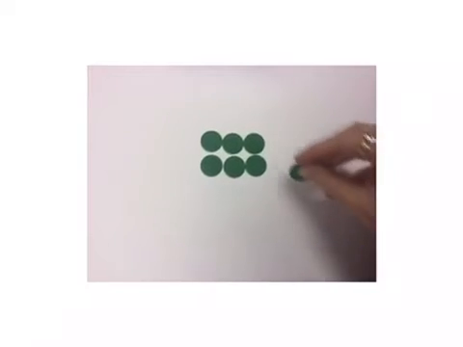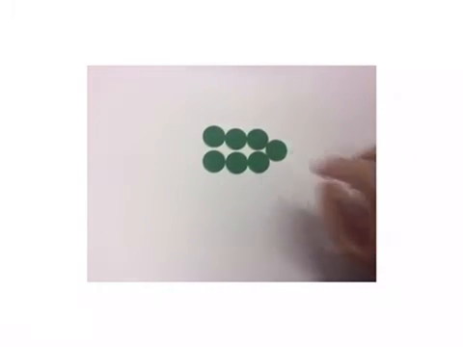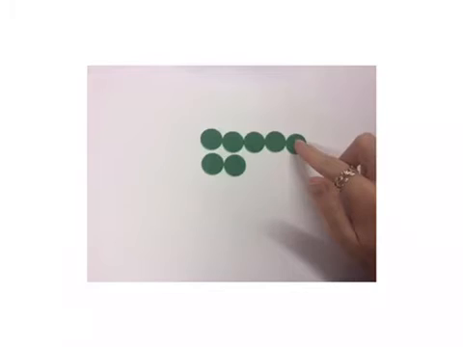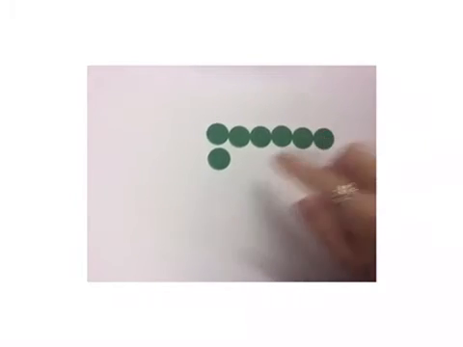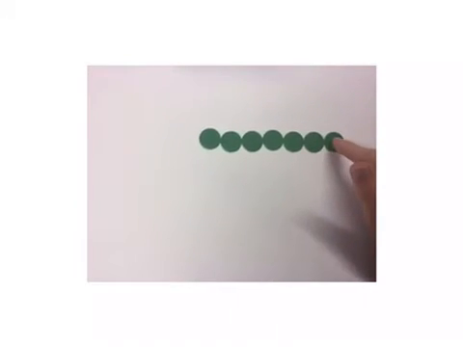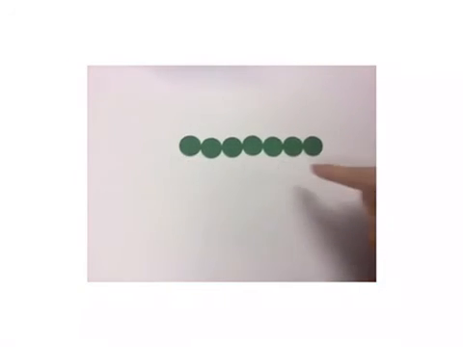If I try with 7, I can't do it that way. I can do it one way, which is 1 times 7, which equals 7. So 7 is a prime number because it only has 2 factors, 1 and 7.